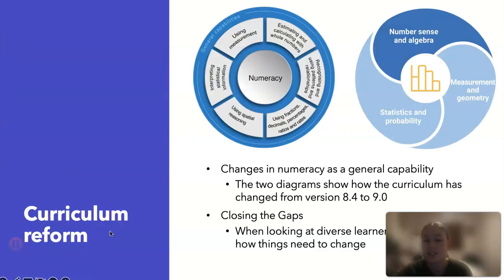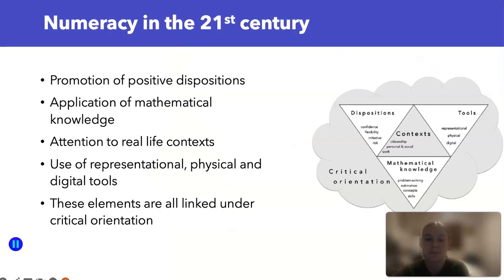Now, when we look at drivers of curriculum reform, we can see the changes in numeracy as a general capability that have come from version 8.4 of the curriculum into version 9. Originally you can see the 6 strands, and now it's been sorted down into 3, which then have their own sub-strands. The Closing the Gap platform shows what things need to change within the curriculum. When it's looking at literacy and numeracy in Indigenous students and how that gap needs to close, it has recommendations of how in general we can improve that.